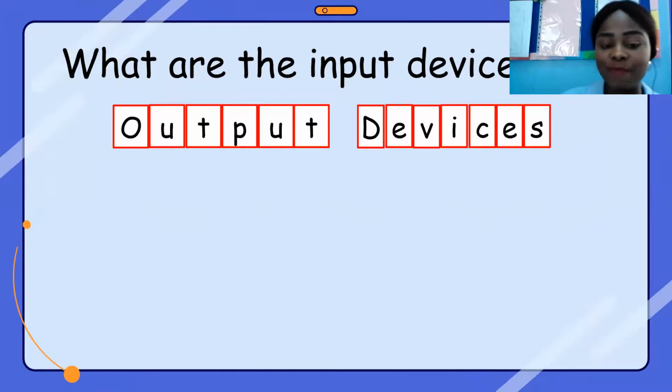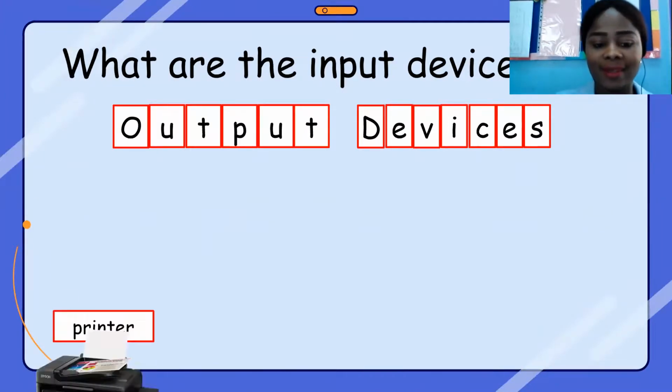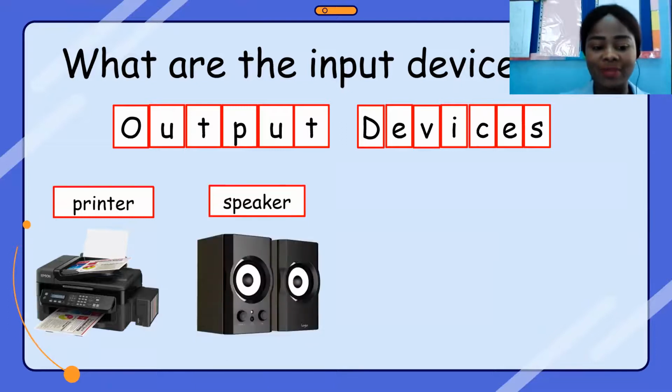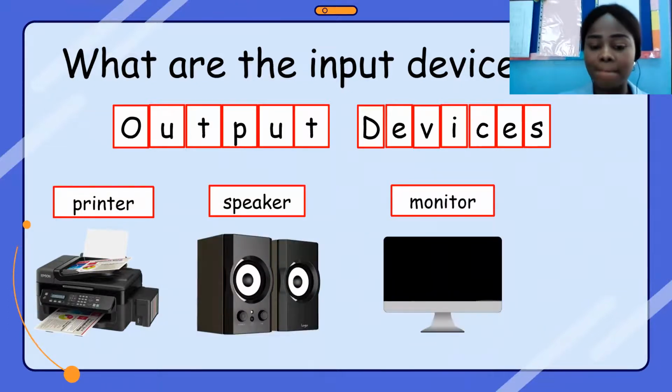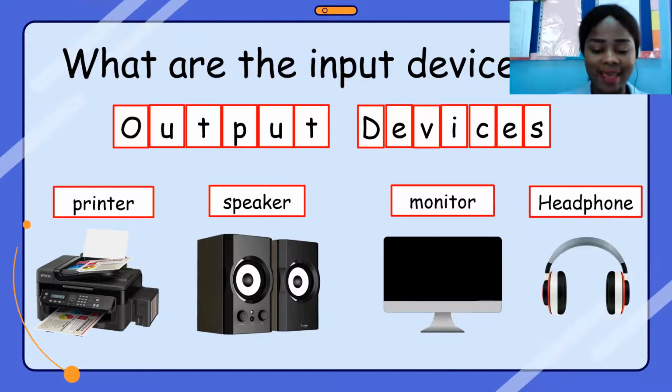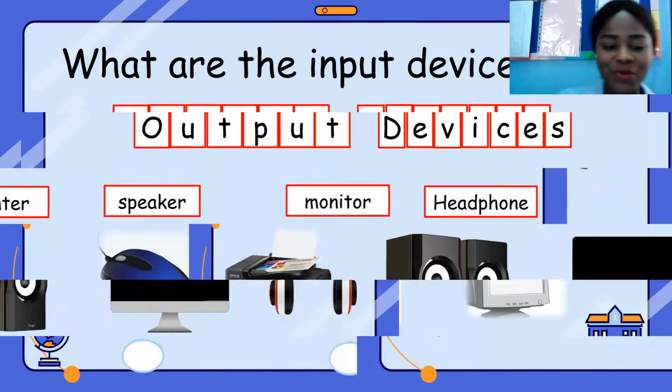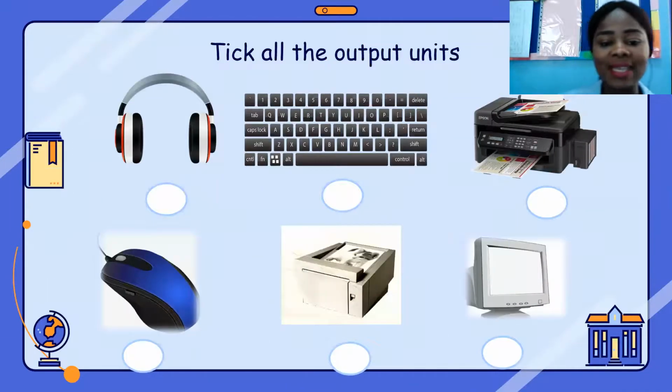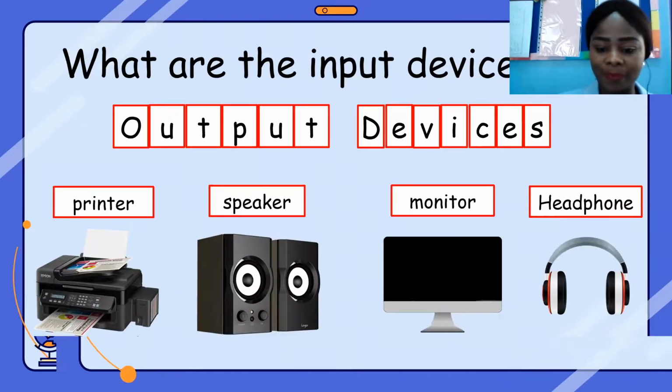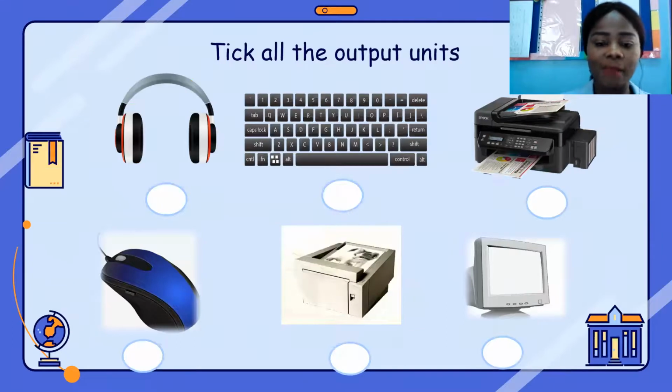Now, what are the output devices again? Can you tell me number one? Printer, very good. Speaker, monitor, headphone. One more time: printer, speaker, monitor, and headphone. Now, tick the output unit. Very well, the headphone.